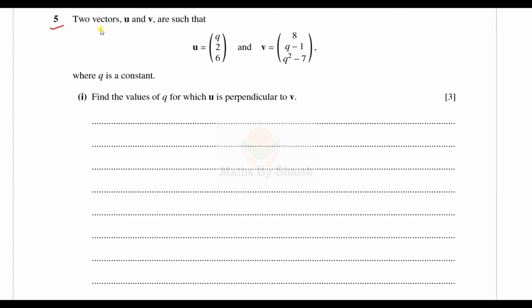Two vectors u and v are such that u is equal to (q, 2, 6) and v is equal to (8q, minus 1, q squared minus 7). q is a constant. Find the values of q for which u is perpendicular to v.